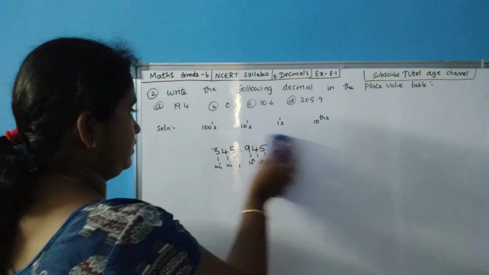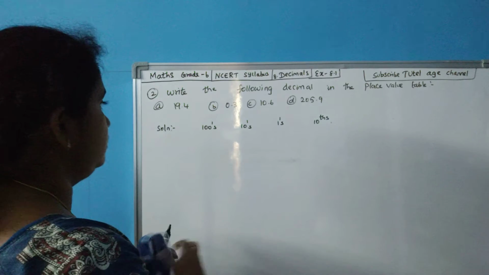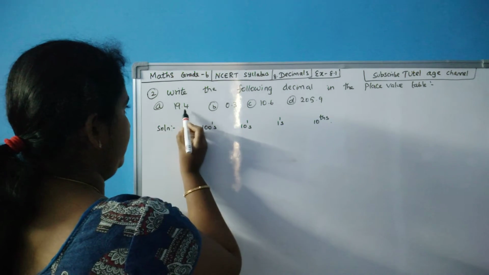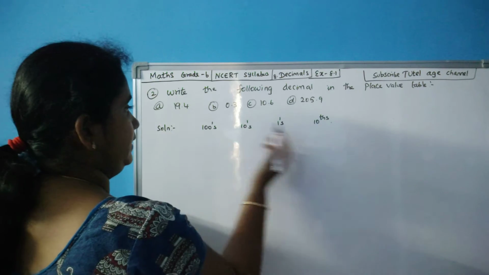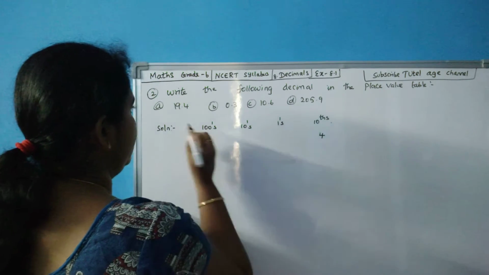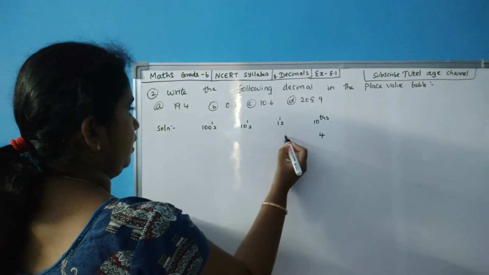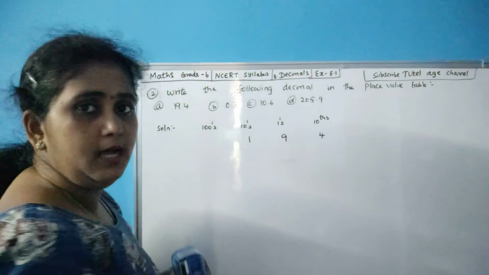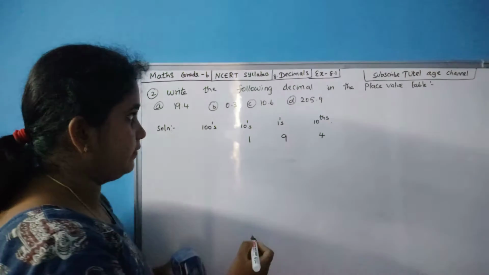Now we will solve the sum. I have already written the hundreds, tens, ones and tenths. So 19.4. So 4 comes under tenths, right? So I am writing 4 here. Then 9 comes under ones and 1 comes under tens. So this is the answer. This is how you have to fill in the place value table.